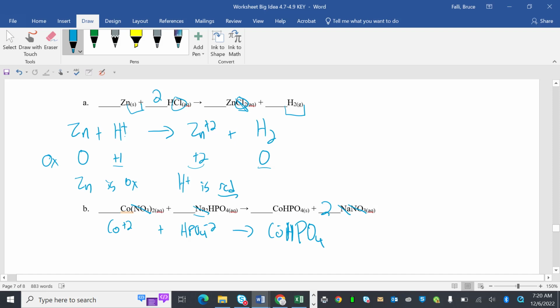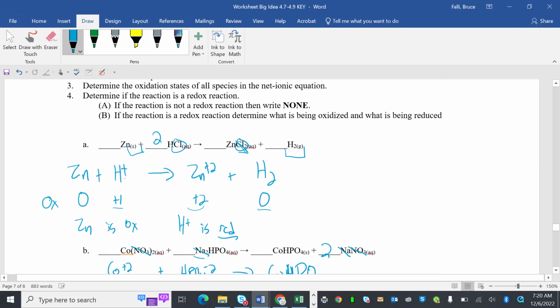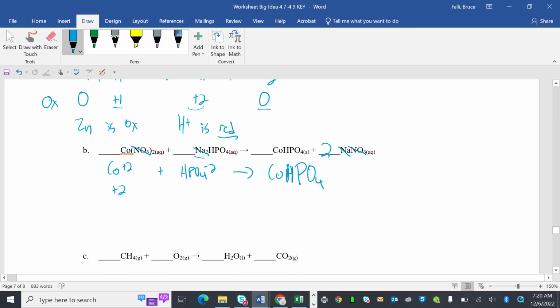On this one, a lot of times precipitate reactions do not have their oxidation numbers change. This is +2. You don't have to give oxidation numbers of everything, all species. H is always +1. Oxygen is always -2. So +1 minus 8, that's +7. So P has to be +5.